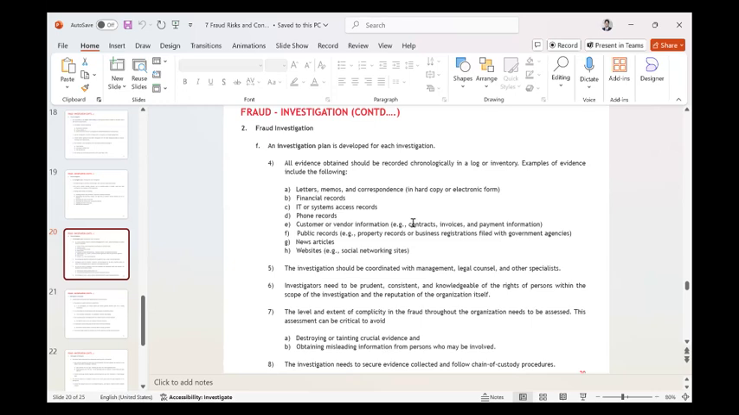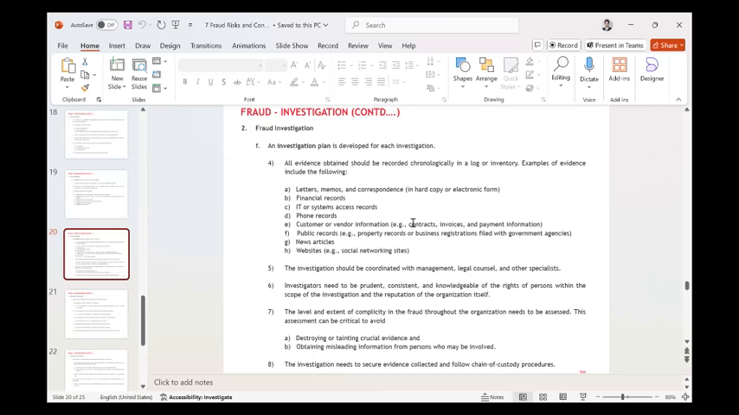The investigation should be coordinated with management, legal counsel, and other specialists. Obviously, you have to keep the management involved, and you have to keep the lawyers involved because they will be coordinating your visits to the CID and the police. And there will be other specialists also: HR specialists, insurance specialists, IT specialists. All of them have to be kept informed. HR may be waiting for your report to file a charge sheet, to start a disciplinary process.